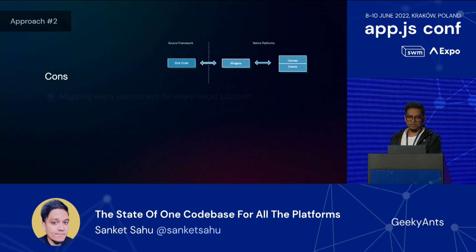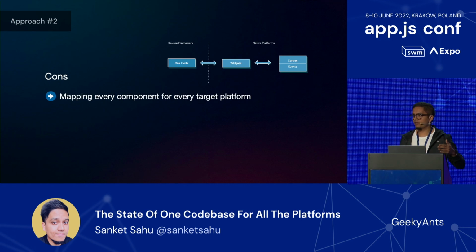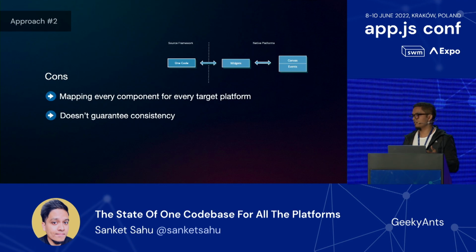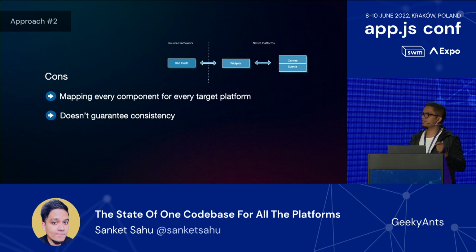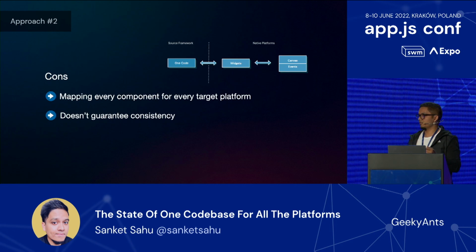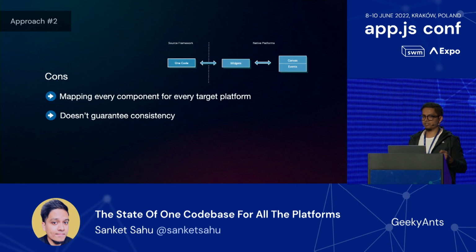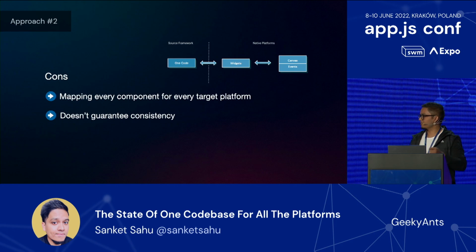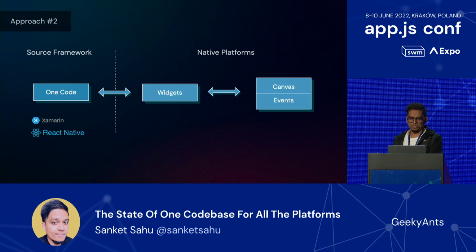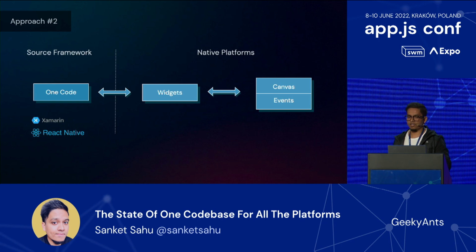On the downside, mapping every component of every platform can get really hard. And consistency is also really difficult, because there might be some APIs that are available in one platform which are not available in some other platform. One example of this would be shadows on Android, which are very different from shadows on iOS, because in React Native, we use the native shadows, which is difficult to achieve. So yeah, this is used in frameworks like Xamarin and React Native.